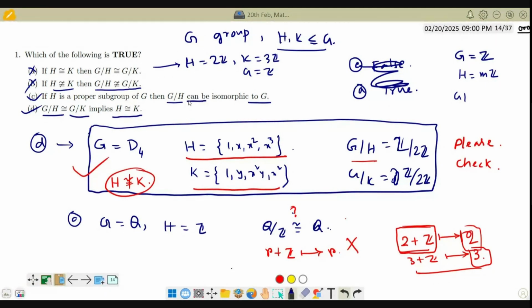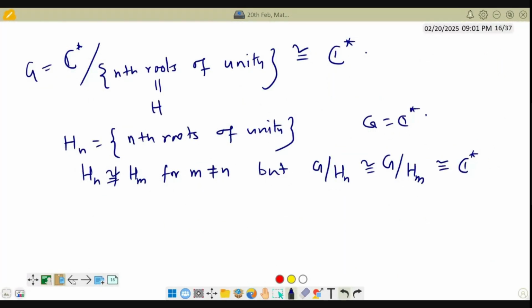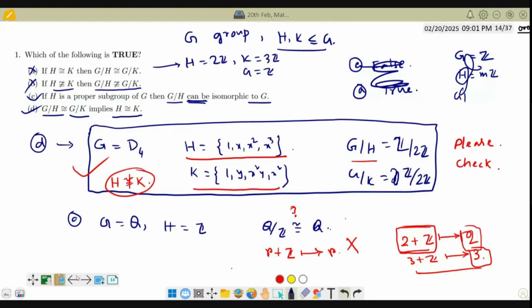I am not saying this must be. That's why can be. Like for this example, this is not possible, but I am giving you another example where this is possible. Can be means it may happen that they are isomorphic. It may not happen. Okay. Is it clear?